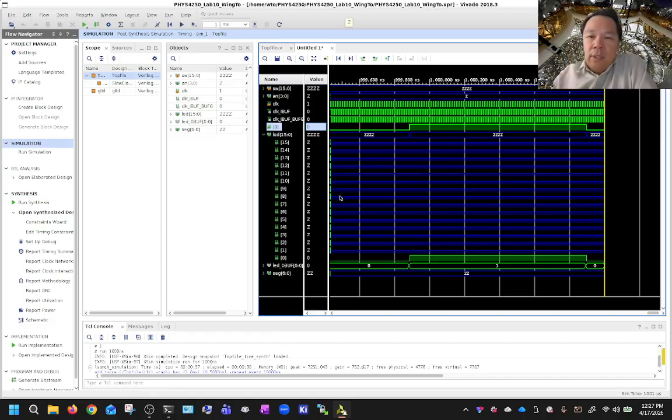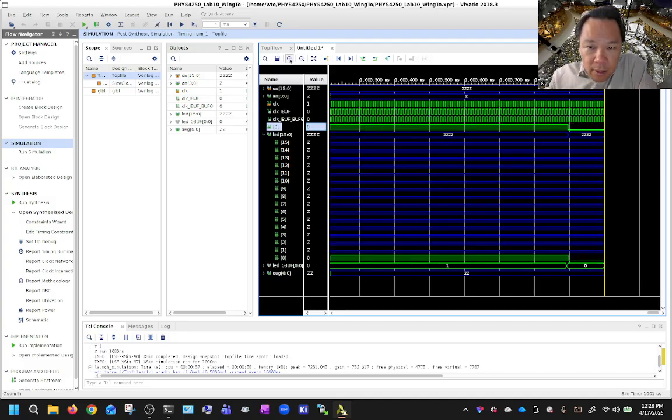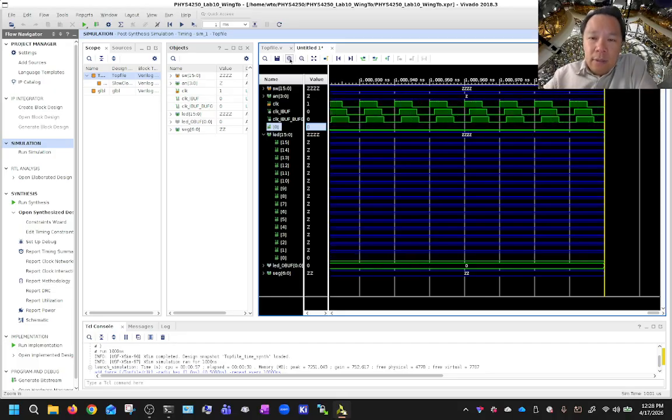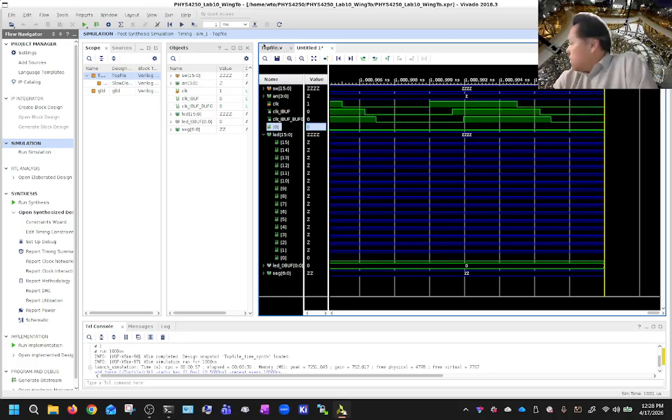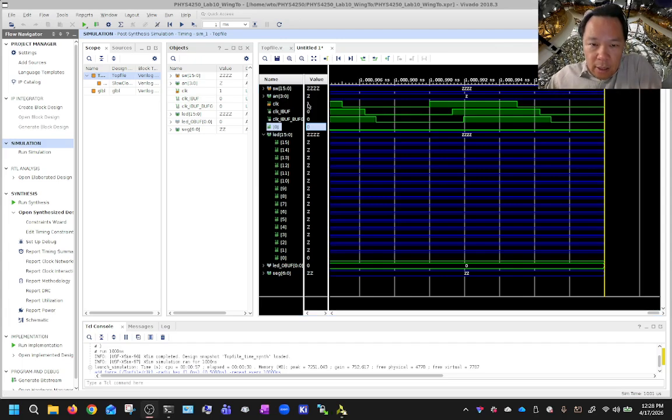The other thing we're going to see here is that I'm going to zoom in a little bit more in order to see. You're going to see that there's also, instead of just clock, I have clock iBuff and I have clock iBuff G. So what are these things?